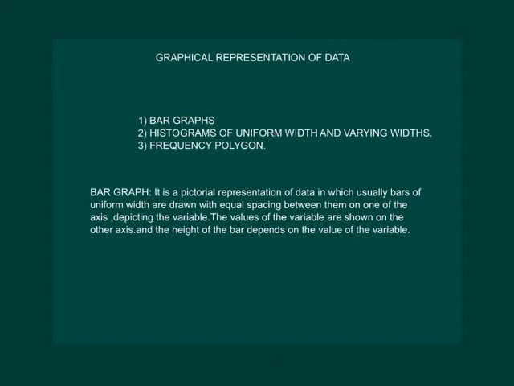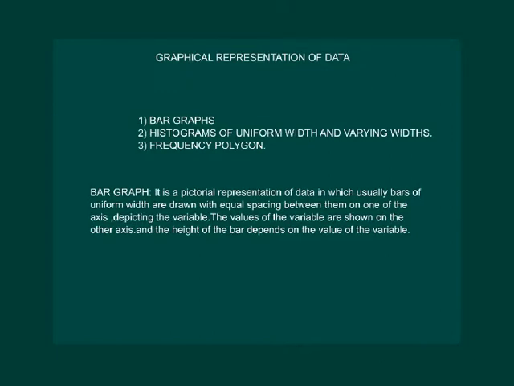We start with bar graphs, which are the simplest of all graphs. Recall that a bar graph is a pictorial representation of data in which usually bars of uniform width are drawn with equal spacing between them on one of the axes, say the x-axis, depicting the variable. The values of the variable are shown on the other axis, that will be the y-axis, and the height of the bar depends on the value of the variable.